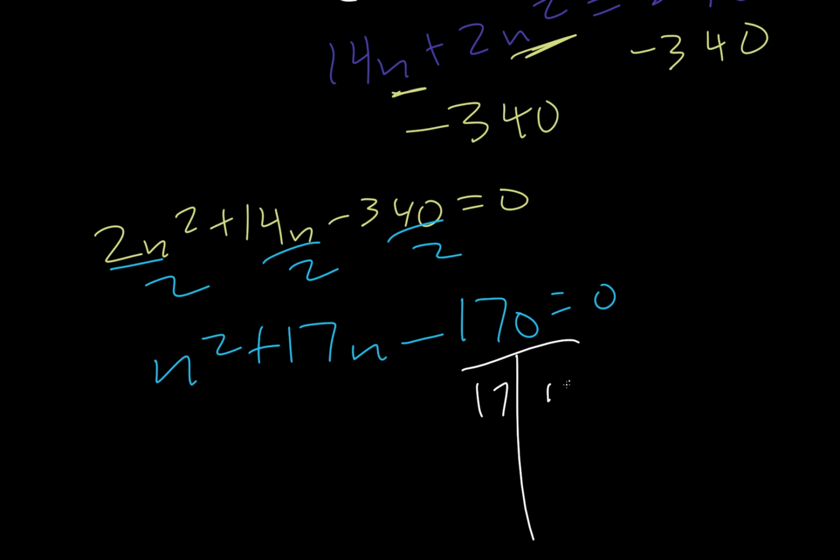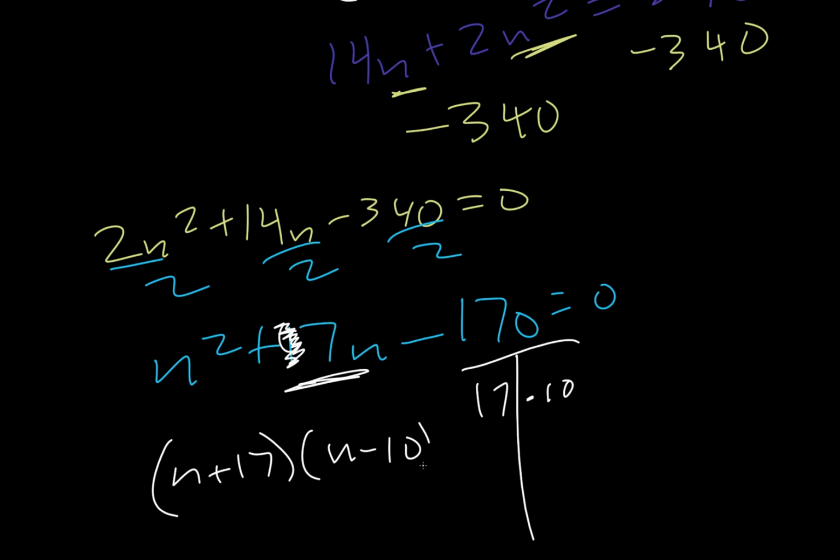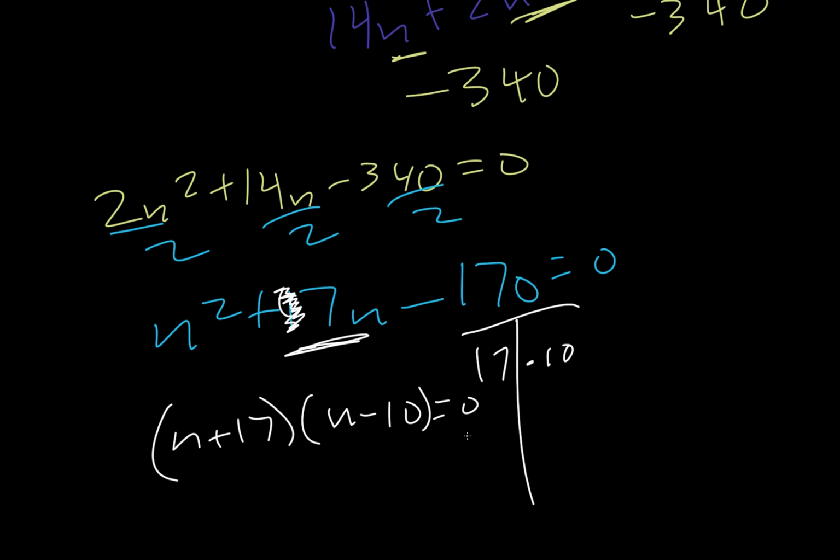Well, one thing that comes to mind is 17 and 10, would that work? Oh wait, this isn't 17. This is just 7. Sorry, 14 divided by 2. Just 7, not 17. Okay, so 17 and 10. To make positive 7, we use a negative 10. So we're going to say n plus 17, n minus 10. That's still equal to 0.